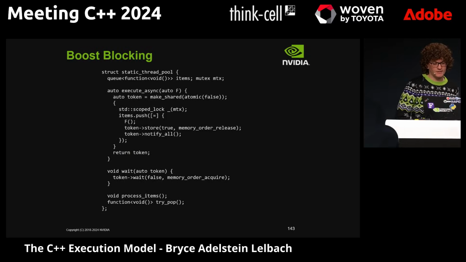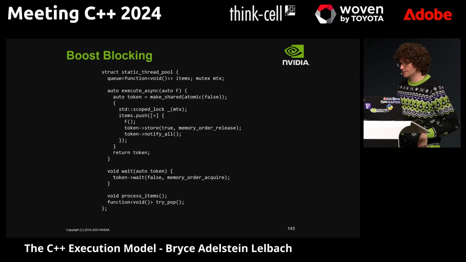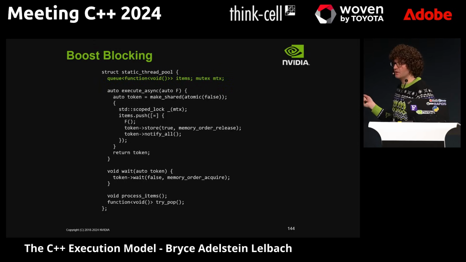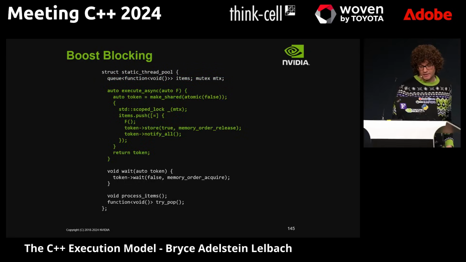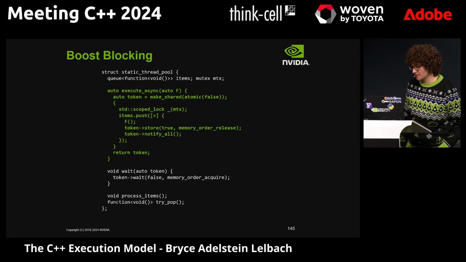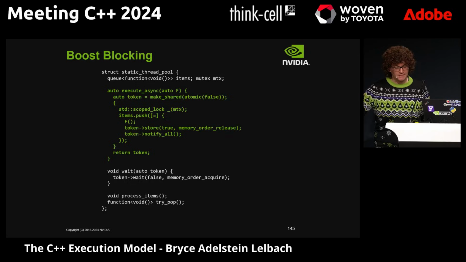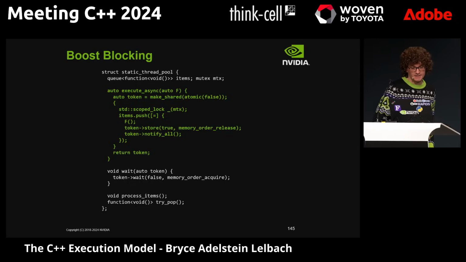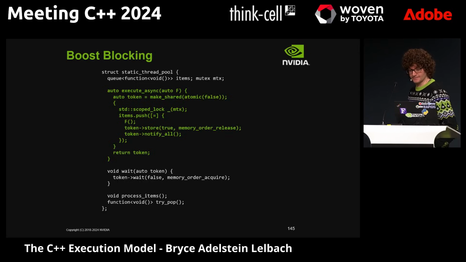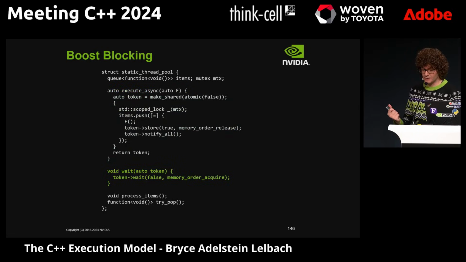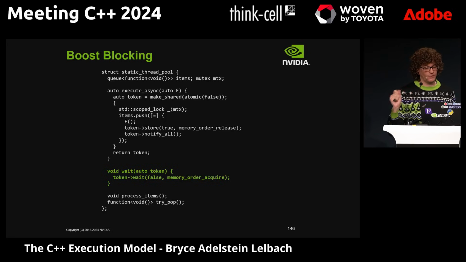So let's work through this with an example. So here's a simple implementation of a thread pool with a fixed number of workers. So we have a queue of callables, and we have a mutex. Execute async enqueues a callable, and then returns a shared pointer to an atomic bool, which is just a poor man's future or sender. And that will be set to true once the work item has been executed. We do that in the body of the callable. And then we have a wait function that takes one of the tokens returned by execute async and waits for it to be ready.